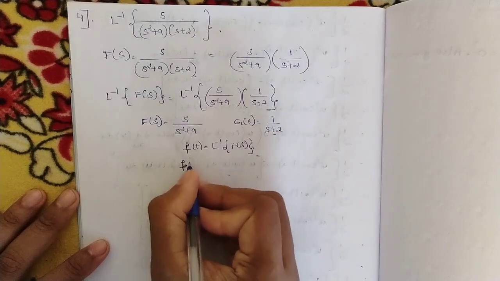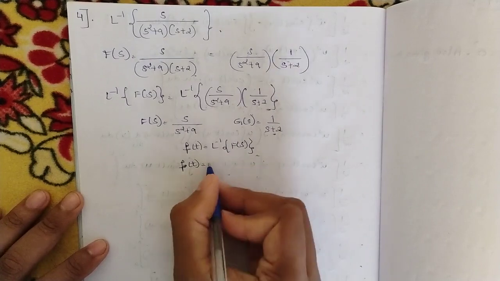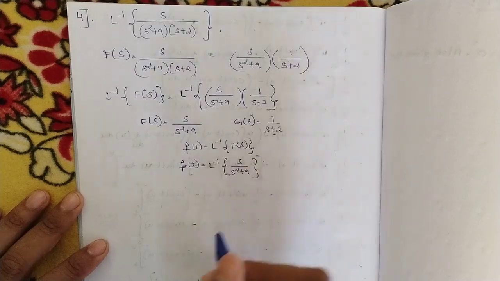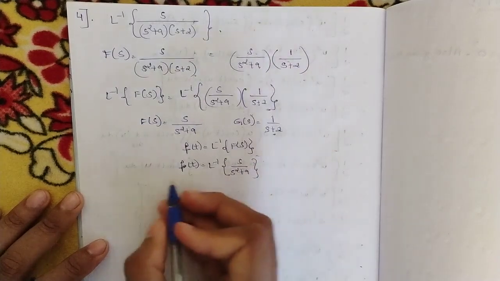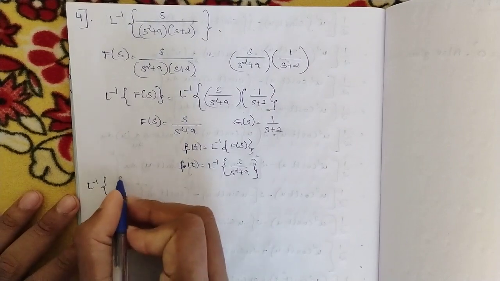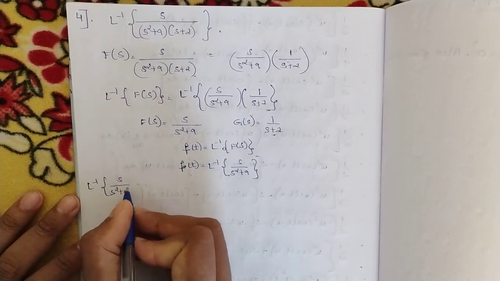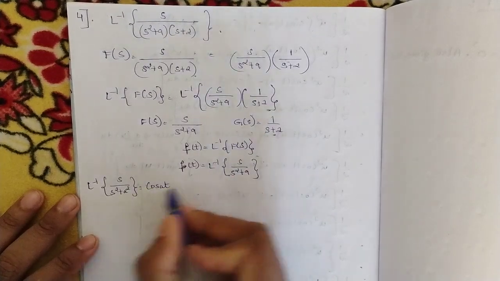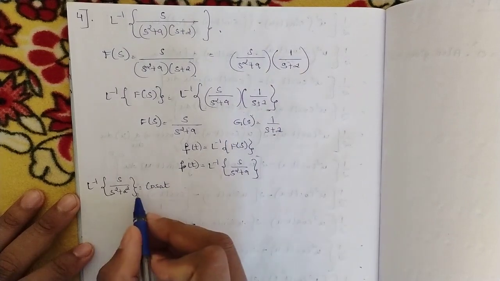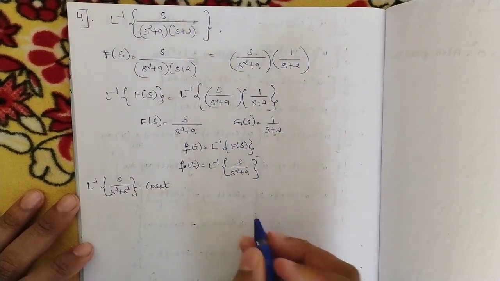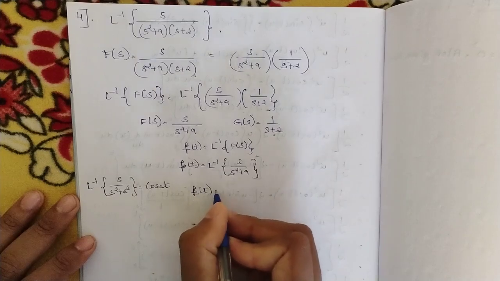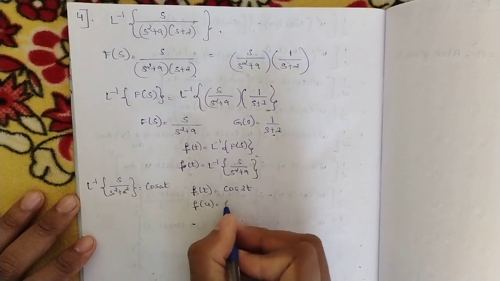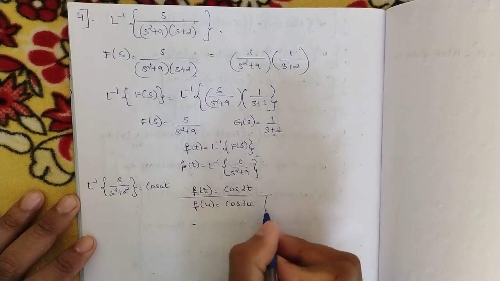So f of t is equal to L inverse of s divided by s square plus 9. Okay, so this is of the form L inverse of s divided by s square plus a square, that is equal to cos at. So in place of a we are having 9 here, so 9 could be written as 3 square, so our value of a is 3, so f of t would be equal to cos 3t. So therefore f of u, you will be getting it as cos 3u. Okay.